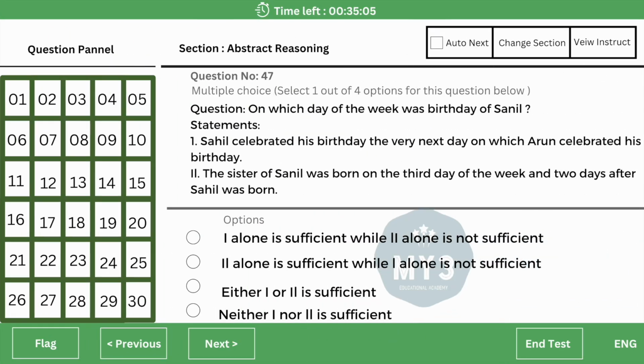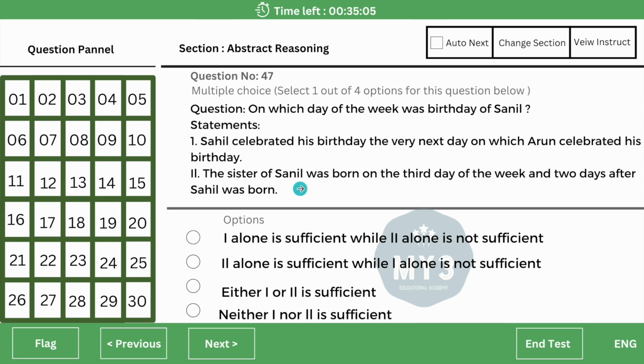This is a question from data sufficiency. On which day of the week was the birthday of Sanil? You can see the statements. Sanil celebrated his birthday the very next day after Arun celebrated his birthday. But because we don't know Arun's birthday date, we cannot say the birthday of this person. So statement 1 is not sufficient, because we have to say exactly which day, that means Monday or Tuesday, Wednesday, like that. Let's look at statement number 2.